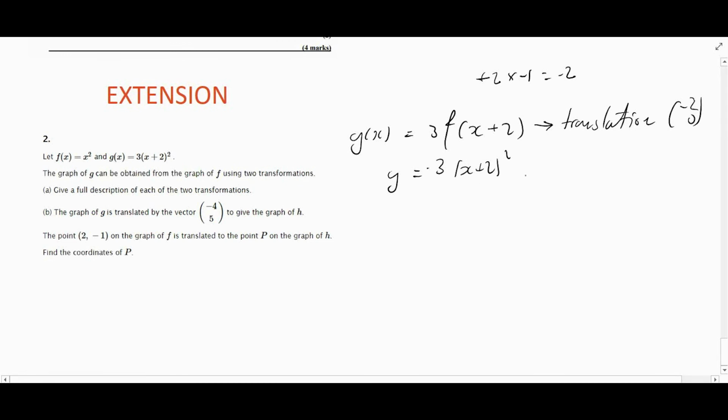So if you were to describe it in terms of transformations, you would take whatever the y coordinate is and multiply by 3, which you could say is an enlargement of that specific point about the x-axis.